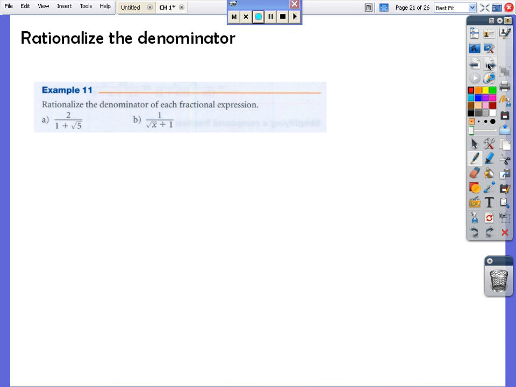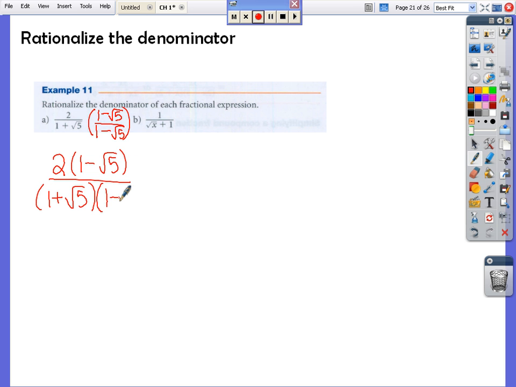Moving on, rationalizing the denominator. You all probably do remember doing this at one point, but you multiply by the conjugate. So I get 2 times 1 minus root of 5 over 1 plus root of 5. I'm writing it bigger so you can see it a little better. The numerator, you just get 2 minus 2 root 5.